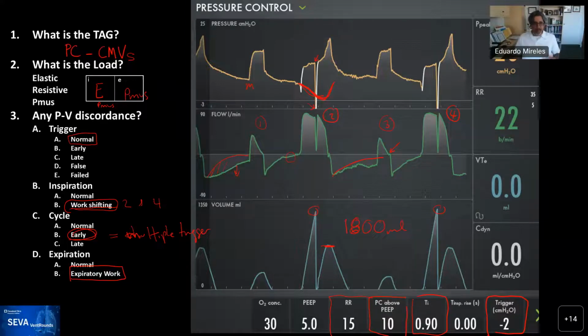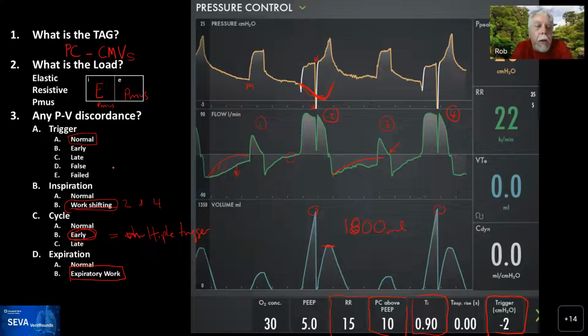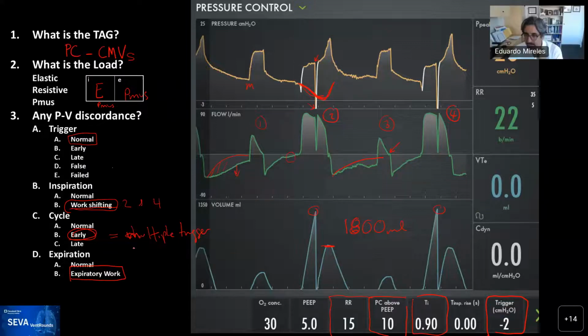Comments, Rob? Just going back to the trigger. In this case, it's normal because the patient started the first breath of the dual breaths, or the stacked breaths, as a patient trigger. If that had been a machine trigger followed by a patient trigger, we would have classified that differently. Absolutely. Then it would have been an early trigger if it had been started by the machine and then the patient.